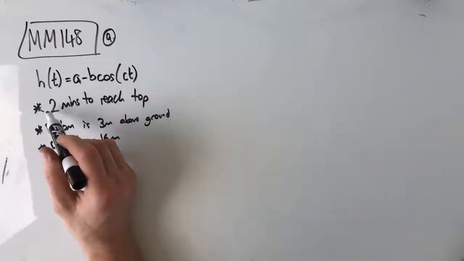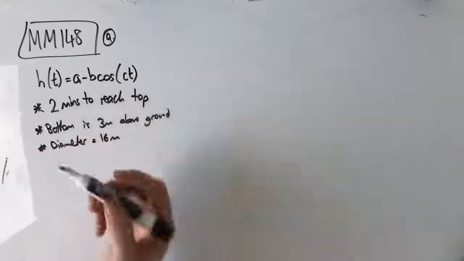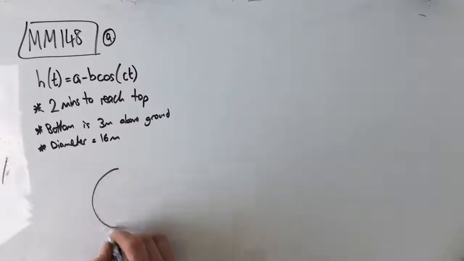And our question asks us, if the bottom of the wheel is 3 meters off the ground and the diameter of the wheel is 16 meters, find the values of A, B, and C. The wheel does not stop during a regular ride. Awesome. So we've got this Ferris wheel.